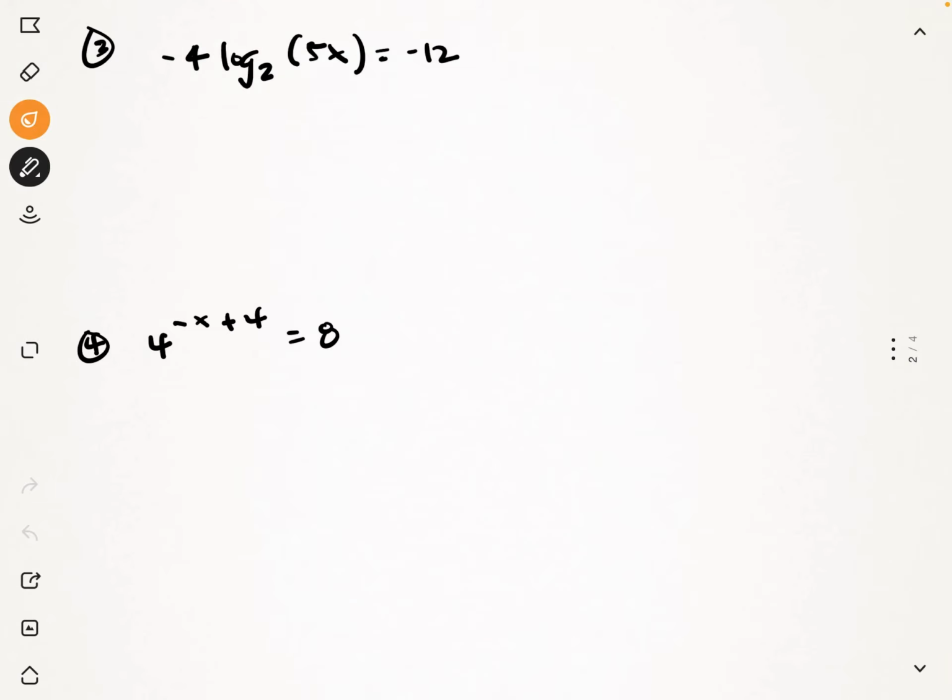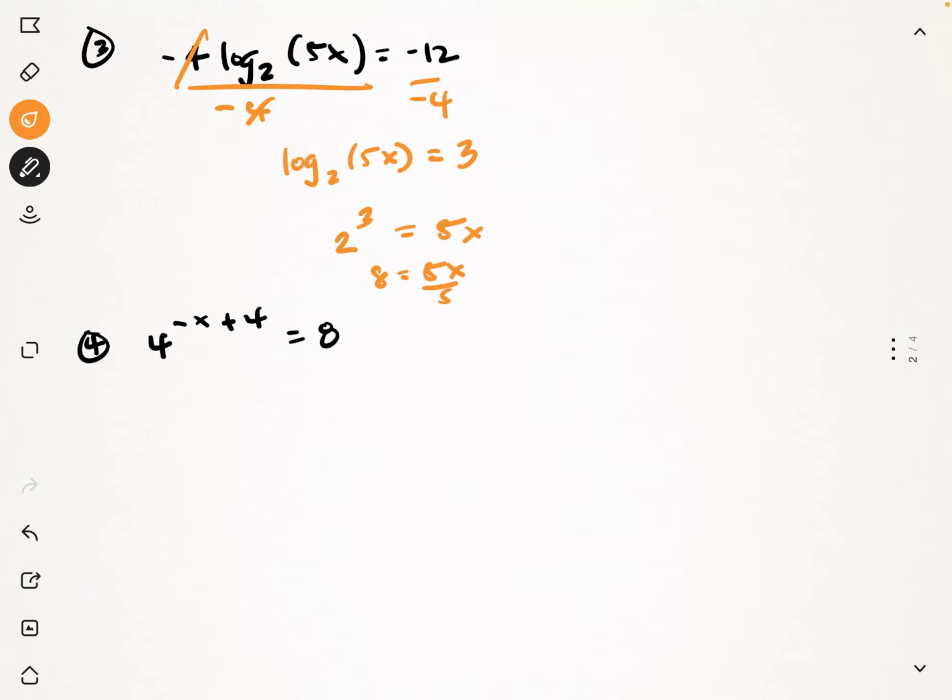Okay, on to the next one, same idea. This time we got to divide by negative 4 first. So that we have log base 2 of 5x is equal to 12. Negative 12 divided by negative 4 is 3. So now at this point we can rewrite this as an exponential. Our base is 2, our exponent is 3, and our value is 5x. So 2 cubed is 8. And then when we divide by 5, x equals 8 fifths.